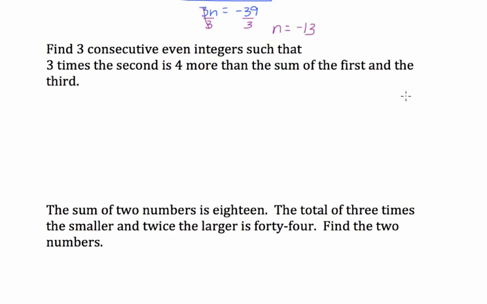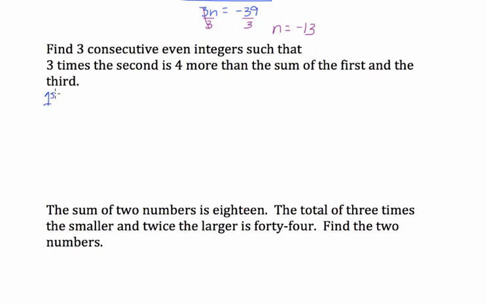If you're starting to get these, pause the video, do the last 2 problems on this page, restart the video, and check your answer. If not, keep watching. Find 3 consecutive even integers such that 3 times the second is 4 more than the sum of the first and the third. Let's unpack this a little.